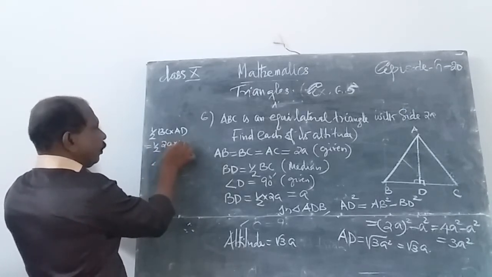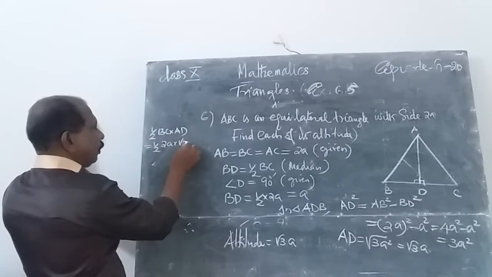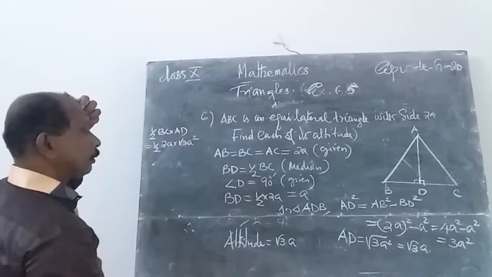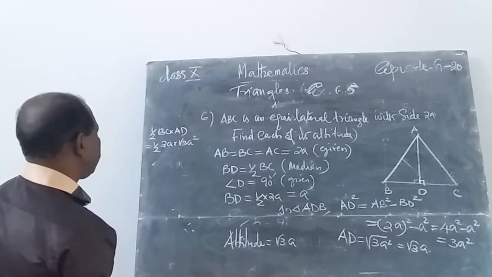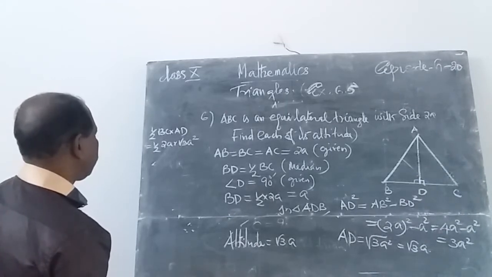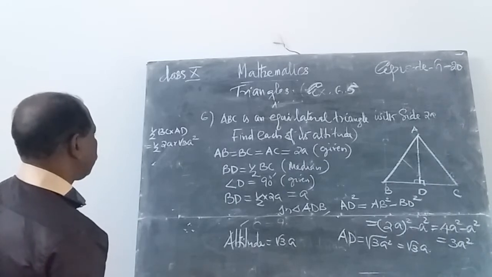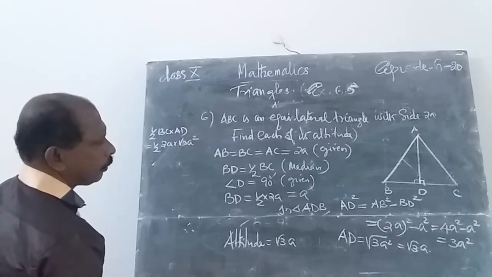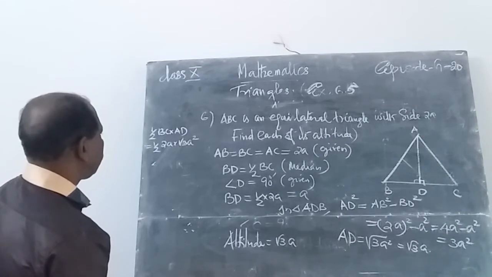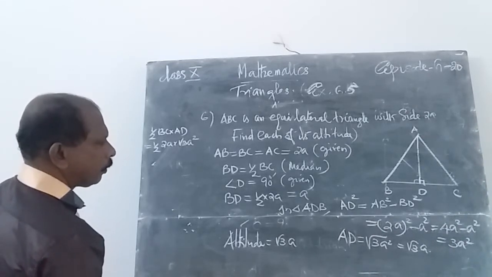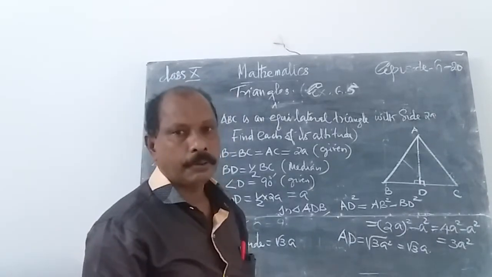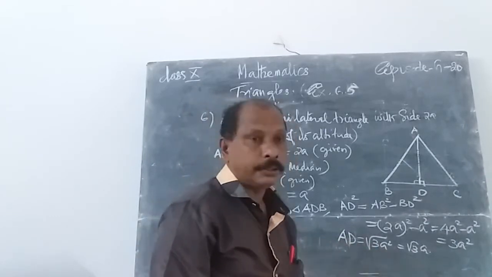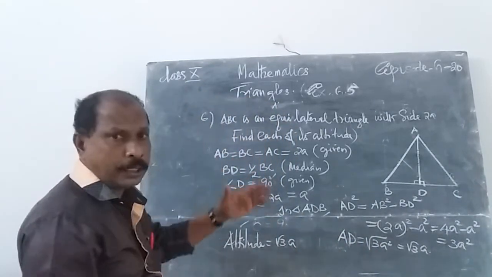Root 3 base into altitude. Therefore, AD is equal to what? Root 3a, that is the altitude. All altitudes are equally measured.